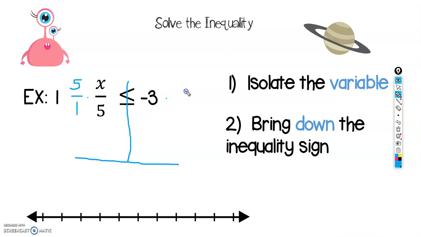So times 5. I can say over 1, but at this point I understand that 5 over 1 is the same as just 5, so I'm not going to bother here. But I am going to come back and look at this side and make sure that this does cancel. X over 1 is the same as x. Now remember that we're going to bring that inequality straight down, exactly as it's written. -3 times 5 will give me a -15.